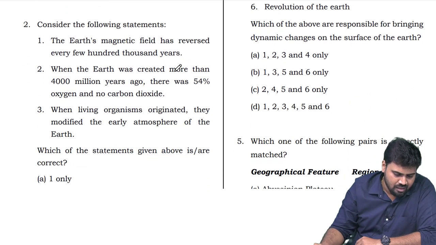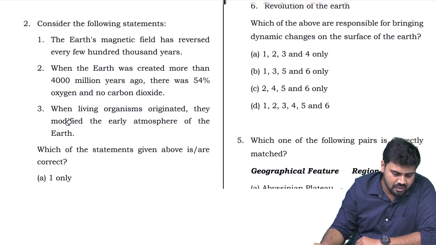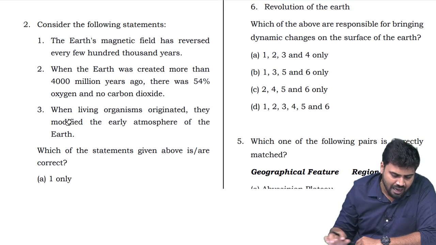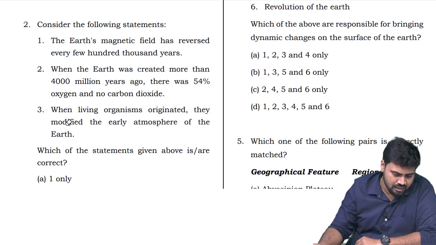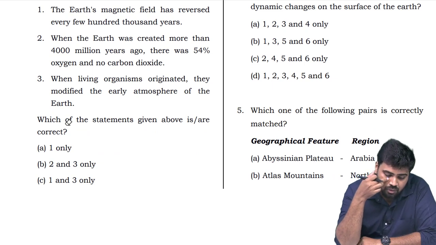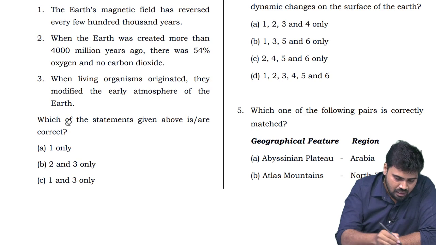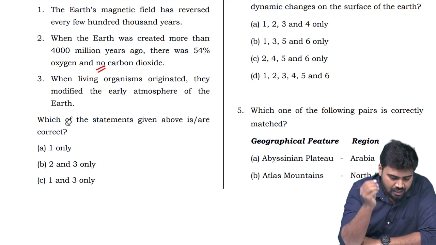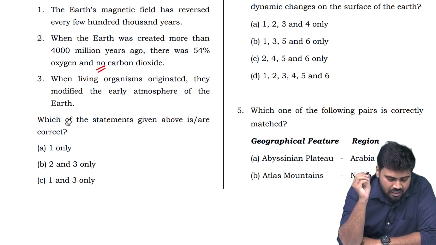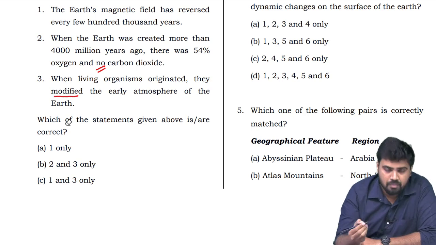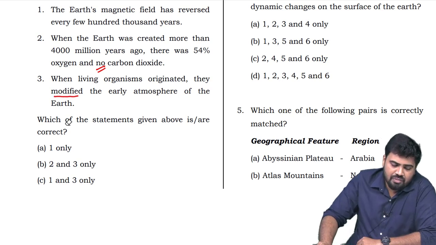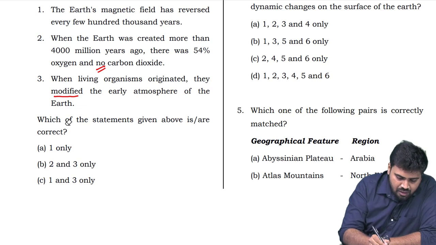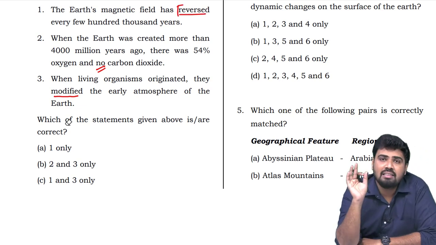Okay, second, consider the following statements. The earth's magnetic field has reversed every few thousand years. When the earth was created more than 4000 million years ago, there was 54% oxygen and no carbon dioxide. When living organisms originated, they modified the early atmosphere. These are the three key statements.